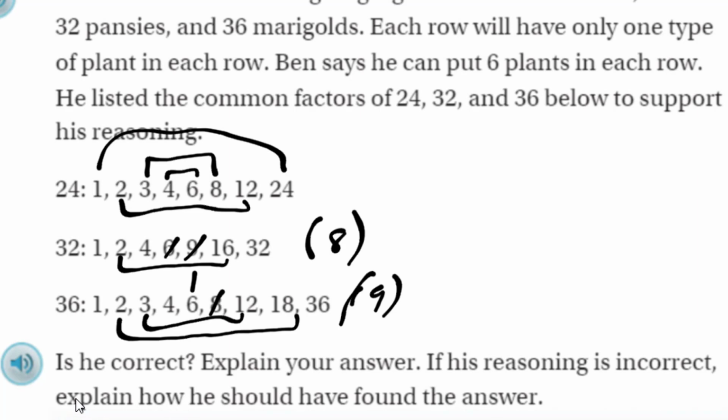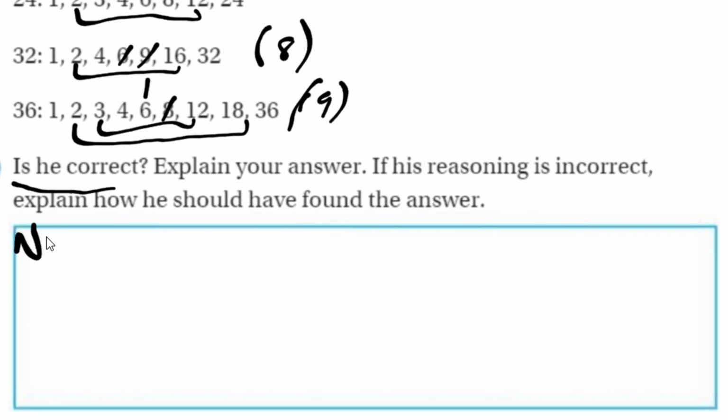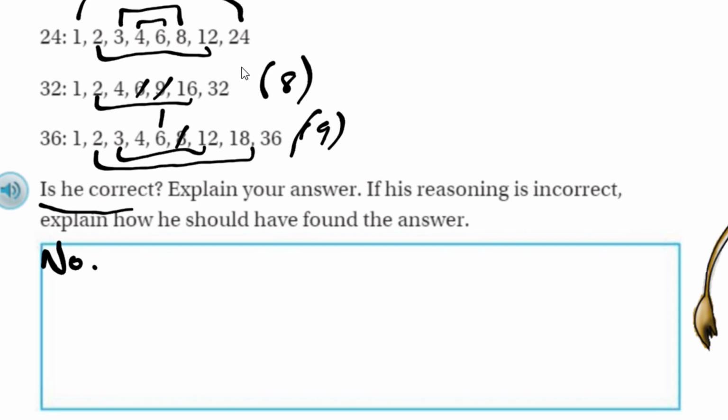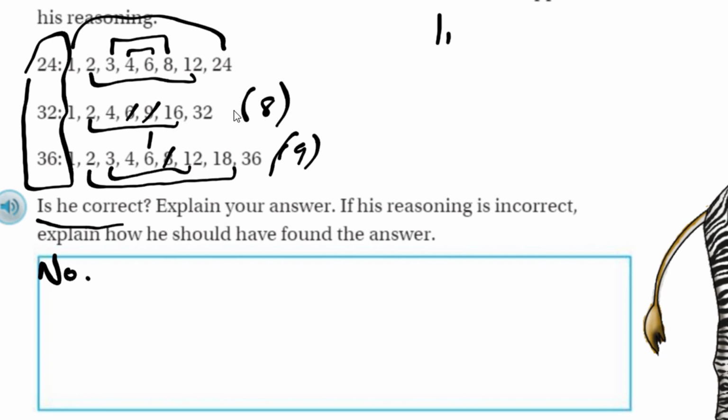Okay, so we already kind of said that he's not correct, so I would definitely say no. And then it says explain your answer. Ooh, don't you love Common Core? You have to explain why you know. Well, with 24, he's correct. What we're trying to do is find the common factor of all three of these numbers, like in the last problem too. So he could have a row of 1 because they'd all share that factor. And as you can see, they all have 2.